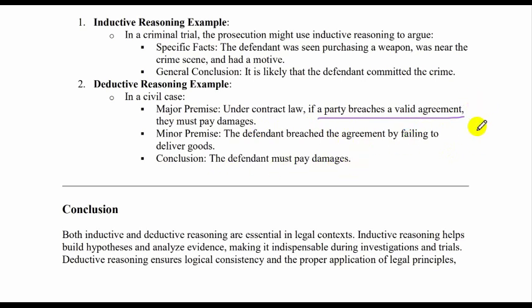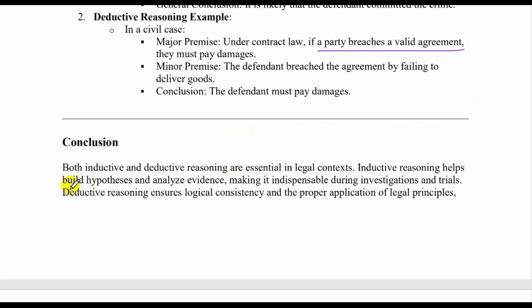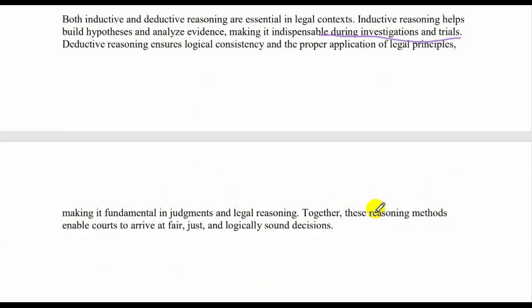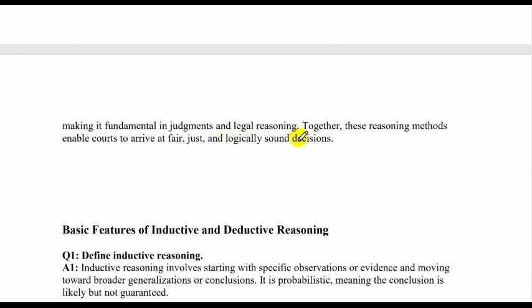So this has a structure. Premise 1, premise 2 will lead to an inference and then the conclusion. So let's conclude this by looking at both: inductive and deductive reasoning are essential in legal contexts. Inductive reasoning helps build a hypothesis and analyze evidence, making it indispensable during investigations and trials. So inductive reasoning can be used during the investigation phase and trial phase. Deductive reasoning ensures logical consistency and the proper application of legal principles, making it fundamental in judgments and legal reasoning. Together, these reasoning methods enable courts to arrive at fair, just, and logically sound decisions.